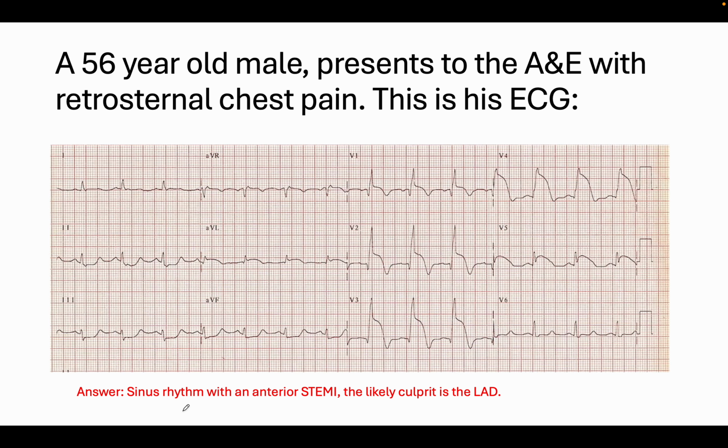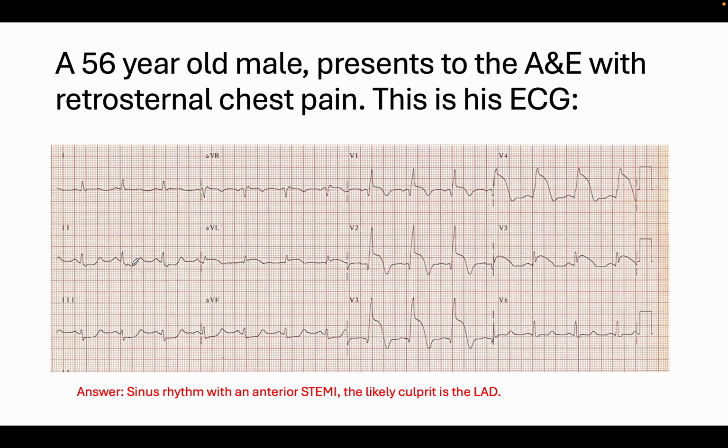So the answer is sinus rhythm with an anterior STEMI. The likely culprit is the LAD. So if you got that correct, well done. If you didn't, we'll go through it now. So you can see ST elevation in leads V1 to V4, a bit in V5, so you could argue that there's some lateral involvement, especially because there's also ST elevation in lead aVL as well, not so much in lead 1. So you could argue this could be an anterolateral STEMI as well.